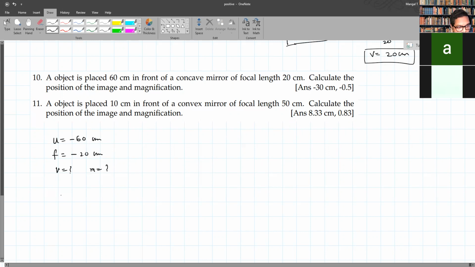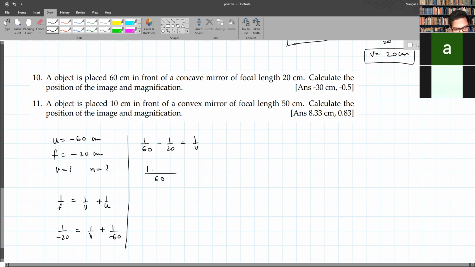So what we have over here is 1 by f is 1 by v plus 1 by u. So this is minus 20, this is 1 by v, and this is minus 60. So this will be 1 by 60 minus 1 by 20 is 1 by v. LCM is 60. 1s are, this is 3s are. So this will be minus 2 by 60.